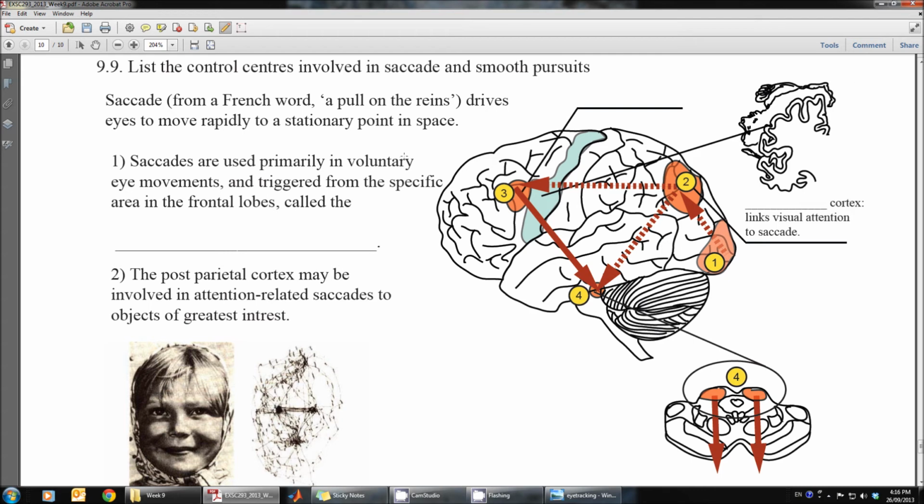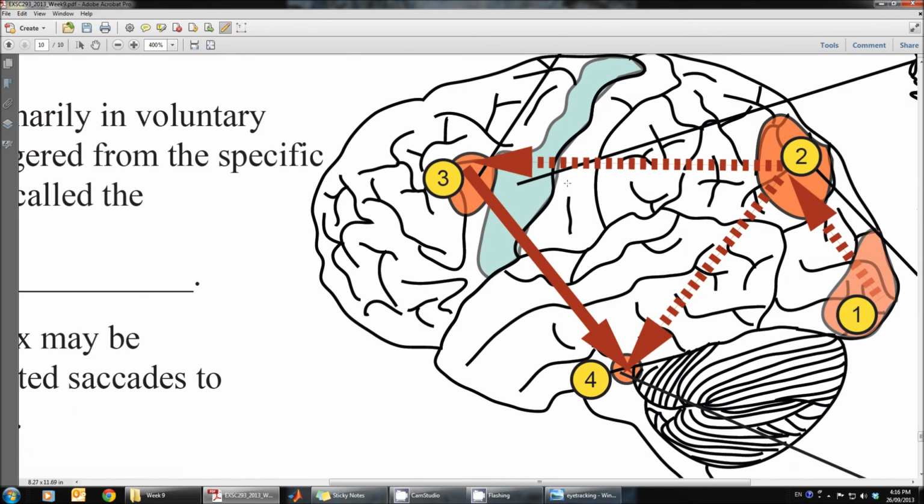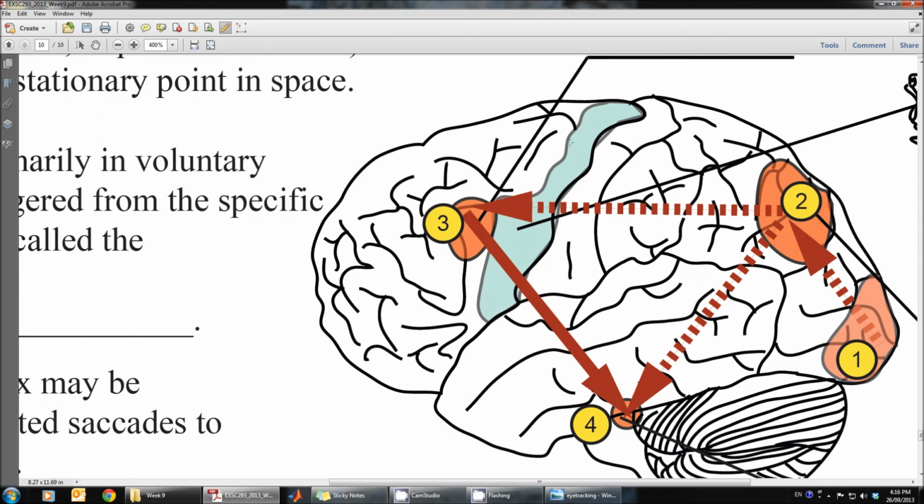So how this works is through this area called the frontal eye field, which is near the primary motor cortex. So this blue line represents the primary motor cortex.